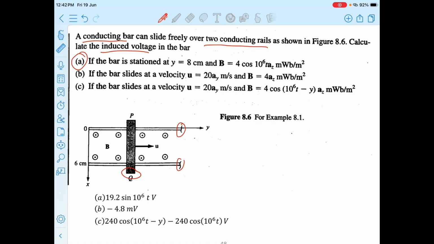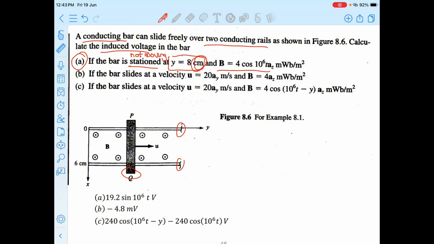Calculate the voltage induced in the bar if, we look at question A, the bar is stationed at y equals to 8 cm. Stationed means that it's not moving. Even though this is a sliding bar, for this question the bar is not moving. It is maintained at the position y equals to 8 cm, and the B is equal to this.